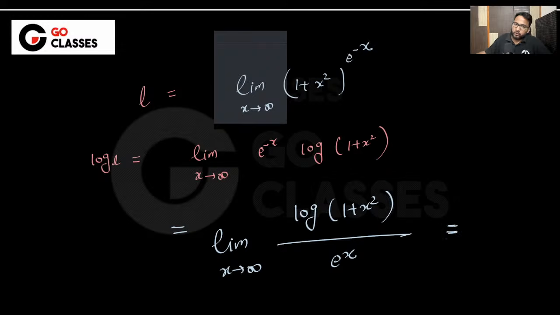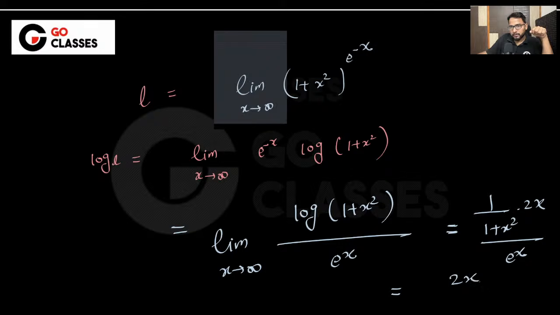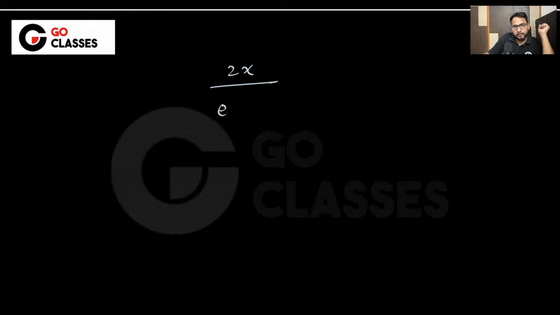Now you can see this is infinity upon infinity. So what you can do? You can apply the L'Hopital, right? So this is 1 upon 1 plus x square into 2x upon e power x. Which is going to be 2x upon e power x into 1 plus x square. You want to solve this where x is going to infinity, right?